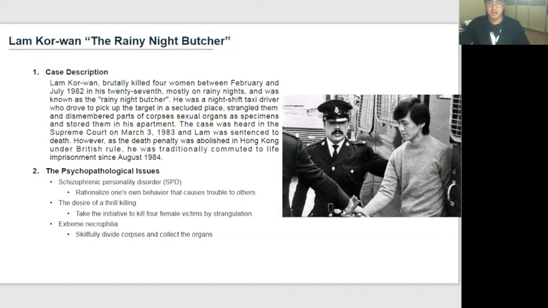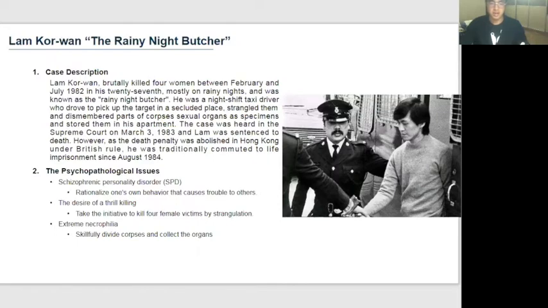Now let's get started. Firstly, let's have a glance at the case description. Lam killed 4 women in 1982, at the age of 27. Because he mostly committed crimes on rainy nights, he got the nickname the Rainy Night Butcher. He was a night shift taxi driver who drove to pick up the target at a scheduled place, strangled them, dismembered parts of the corpses' sexual organs as specimens, and stored the specimens in his apartment.